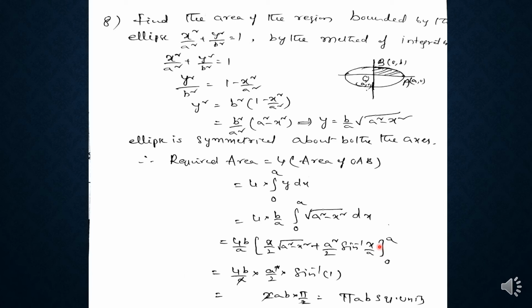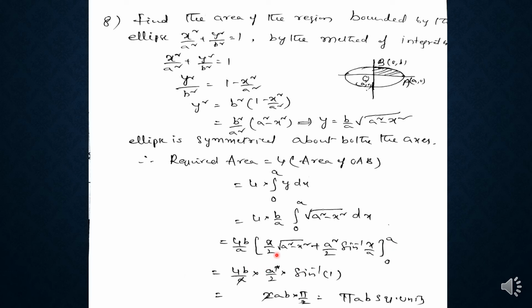By substituting the upper limit a and the lower limit 0, we will get 4b by a into, here the first term becomes 0. If we put x is equal to a, this term becomes 0. By applying the lower limit also, x is equal to 0, so 0 into something is 0. Here also, if we put x is equal to 0, sine inverse 0 is 0. So here only the upper limit is applicable.